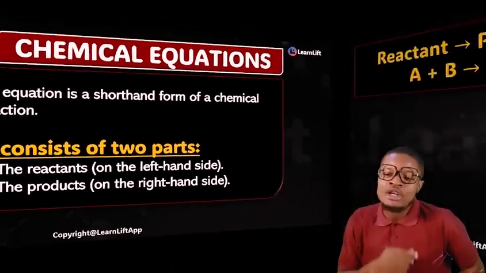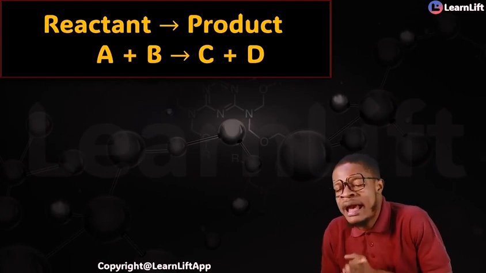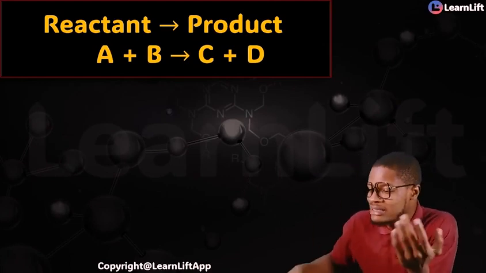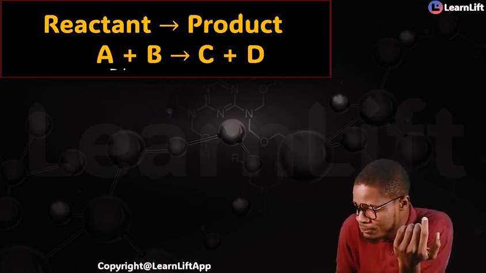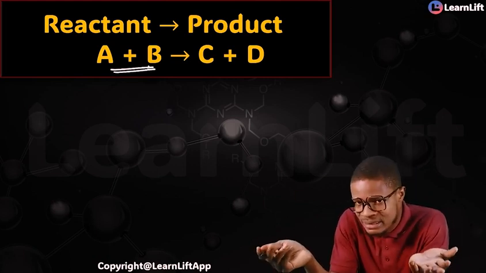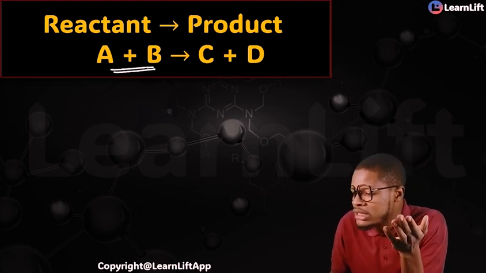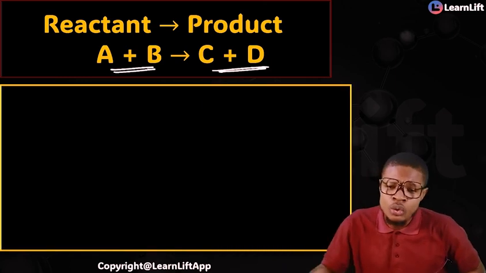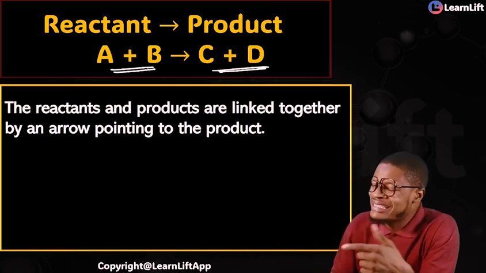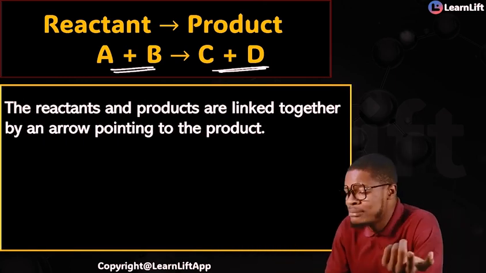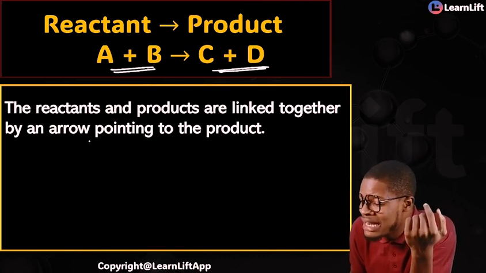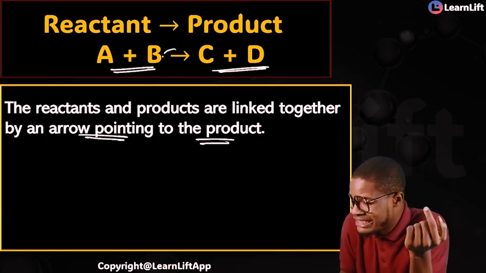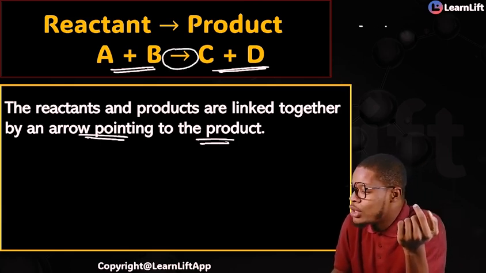Now let's go together. Don't forget this: if A and B combine together to form C and D, where is the reactant? The reactant is A plus B. This is the reactant. C plus D, what is C plus D forming? That is the product. Also, you must note that between the reactant and the product, there is something that must link them together. What links them? It is an arrow that is pointing to the products. You can see that this is the arrow there. Where is the arrow pointing to?